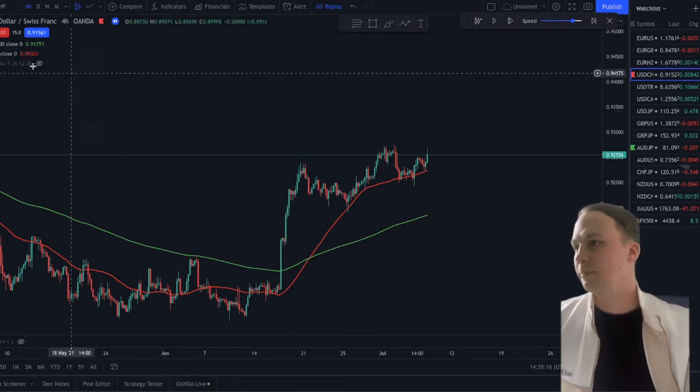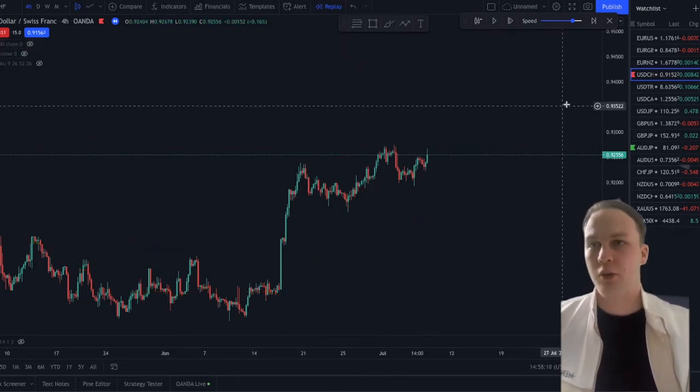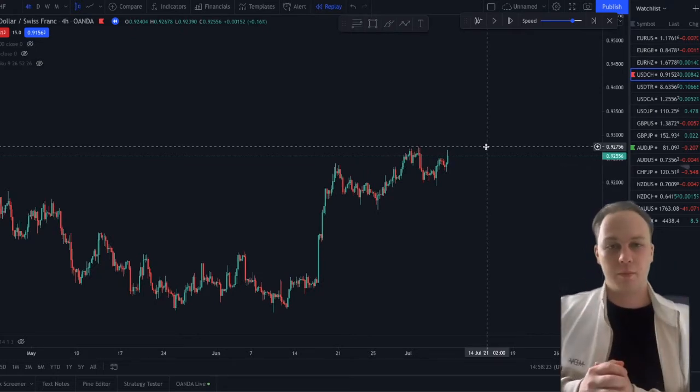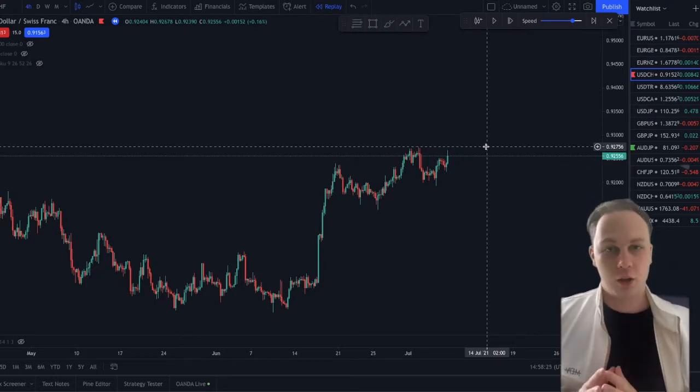Let me show you why. Simplicity shows me that I want to zoom out of the chart. Beginners, you want to zoom out and look at the bigger picture.